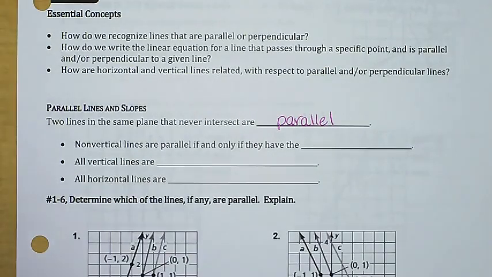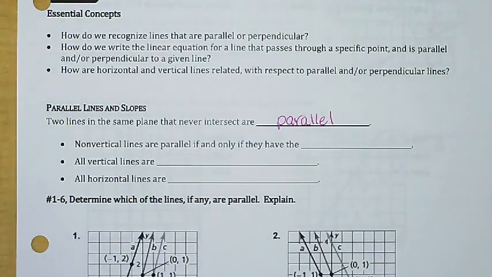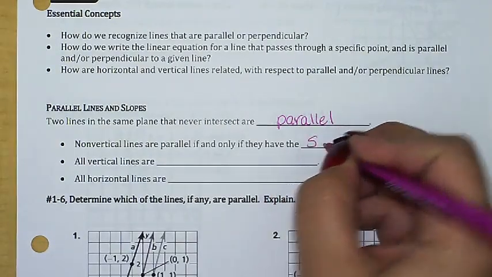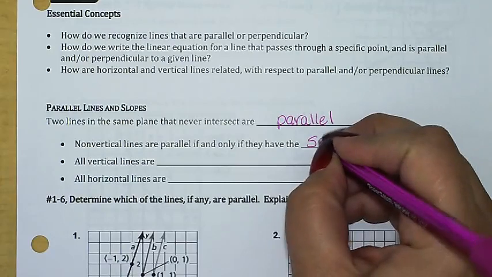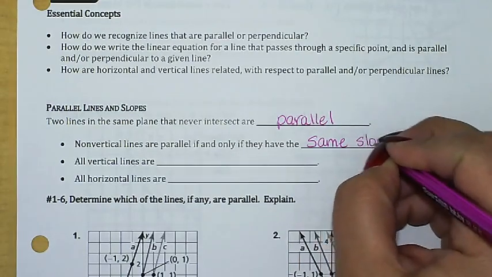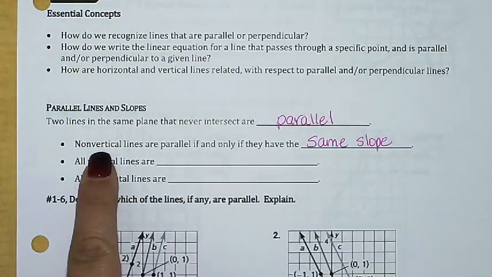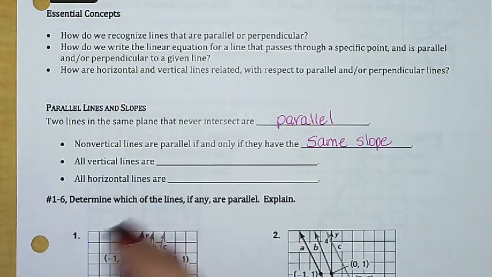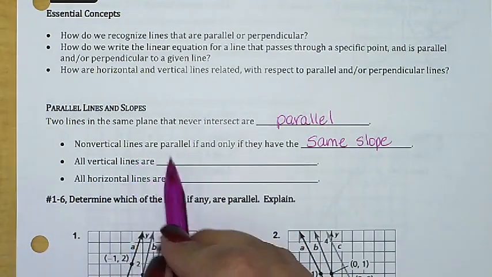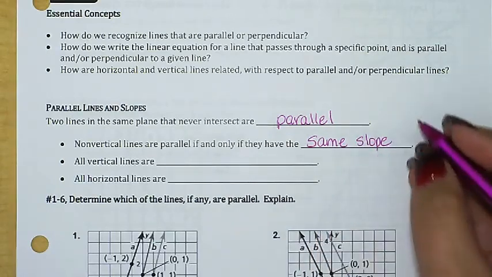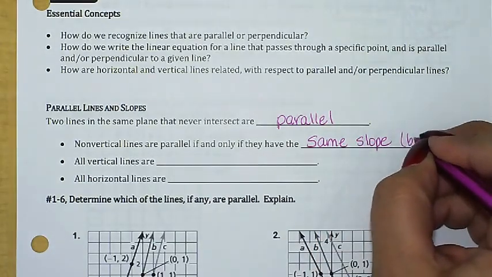Okay. Non-vertical lines are parallel if and only if they have the same slope. So this is at the essence of how you create this, right? So if they're not vertical, because of course the verticals will always have their own little subgroup because they're special. They'll be parallel if and only if they have the same slope, and I'd like to point out here, but different y-intercepts.